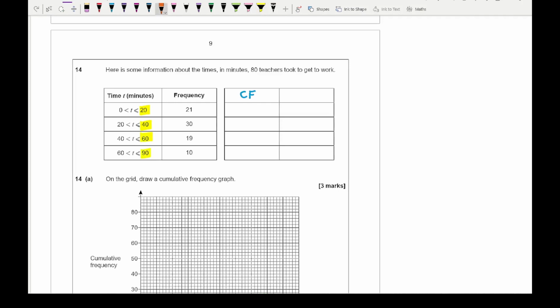So looking at this then, the cumulative frequency value, we're just doing a running total. The first one's going to be 21, then we add 30, which gives us 51, add 19, which gives us 70, and then our final one is going to be 80. Now your final one should always be the maximum value, which it is, correct. So the points I need to plot are 20 at 21, 40 at 51, 60 at 70 and 90 at 80. So they're the coordinates I'm going to plot.